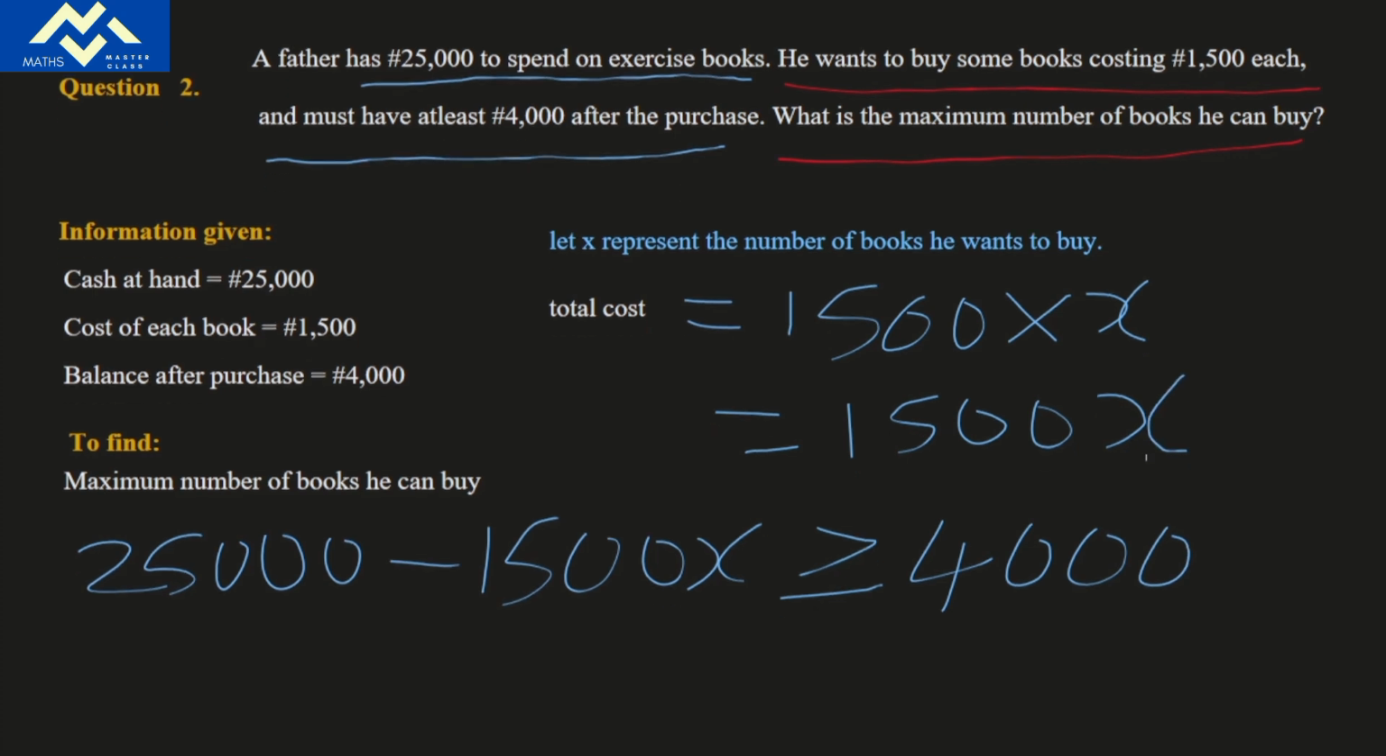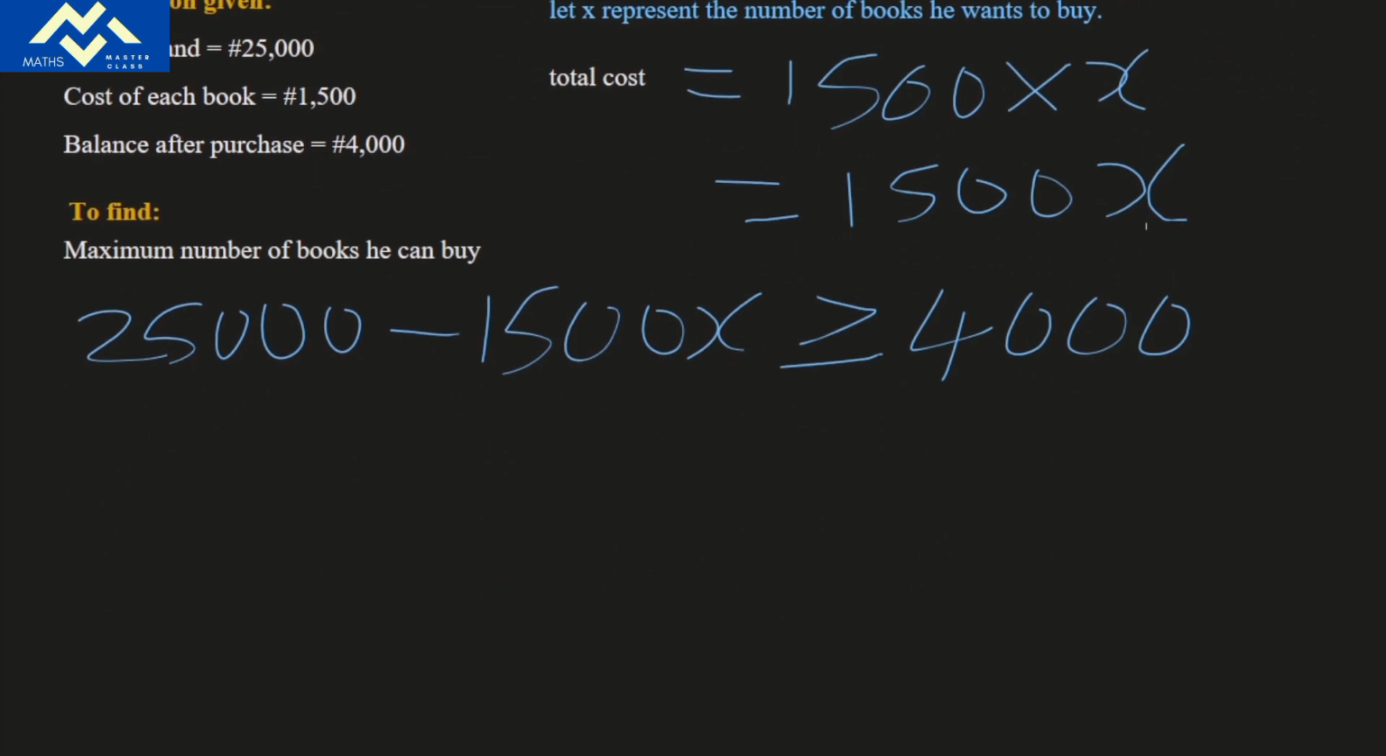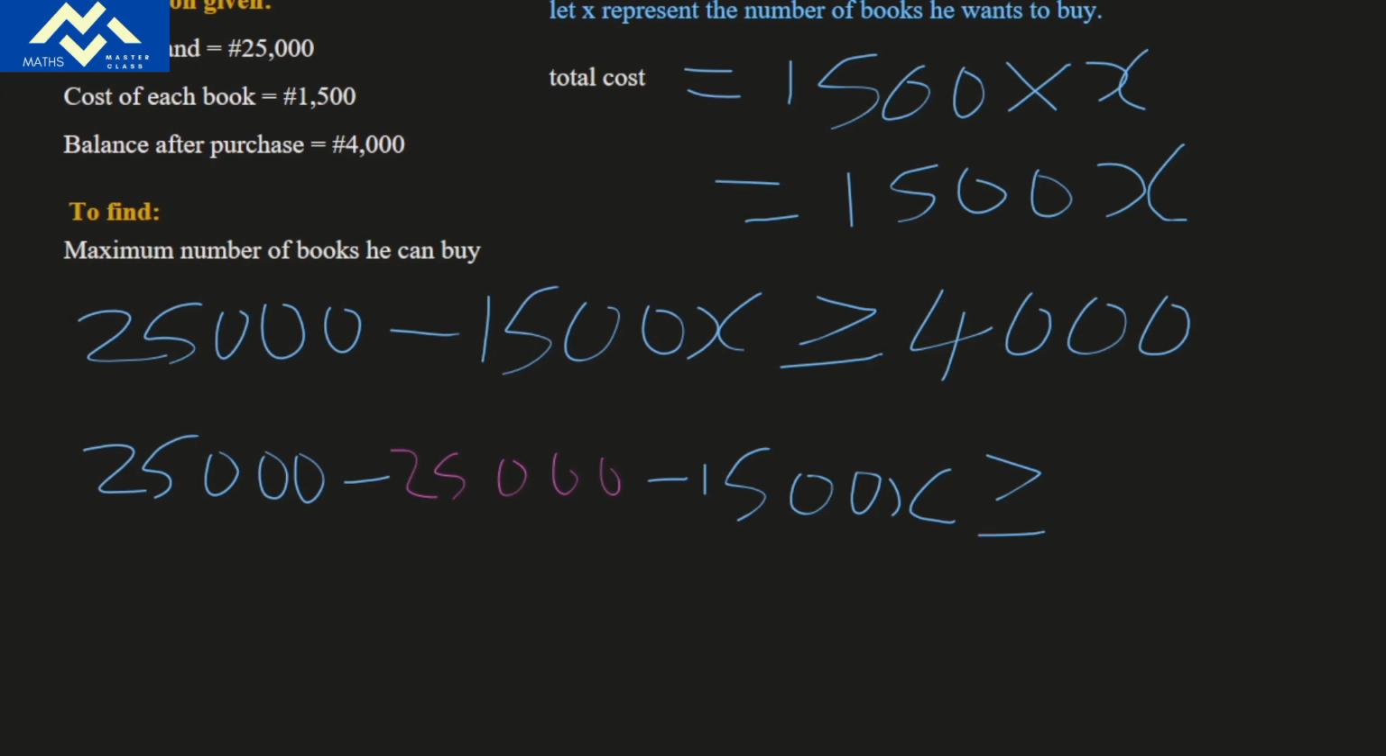Let's solve it. Our goal is the same as before, we want x by itself. First, we need to get rid of the 25,000. So we subtract 25,000 from both sides. Remember, what you do on one side, you must do on the other side. So we have 25,000 minus 25,000 minus 1,500x greater than or equal to 4,000 minus 25,000.